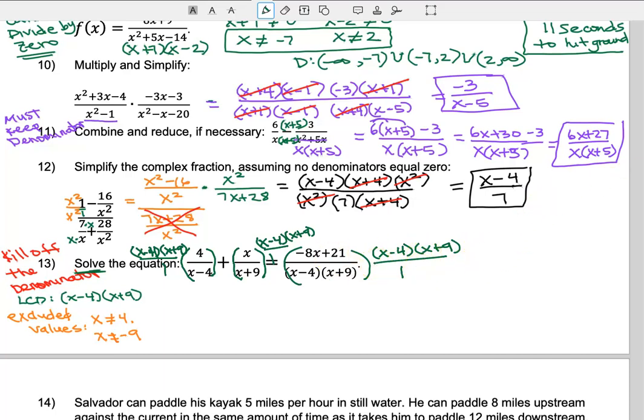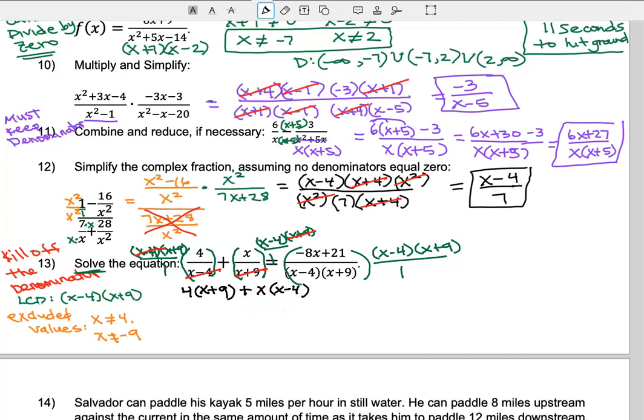So now the next part is we're killing off the denominator. I want to get rid of that x minus 4 on the bottom. Well, that will divide out with that x minus 4 on the top. That's why we multiplied it by the LCD, to make that happen. And then what we have left is 4 times (x plus 9). Just multiply those together. On this next one, I want to get rid of that x plus 9 on the bottom. It will divide out with the x plus 9 on the top. So on this part, I'm left with x times (x minus 4).